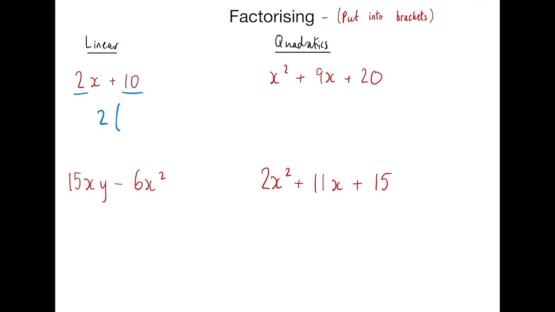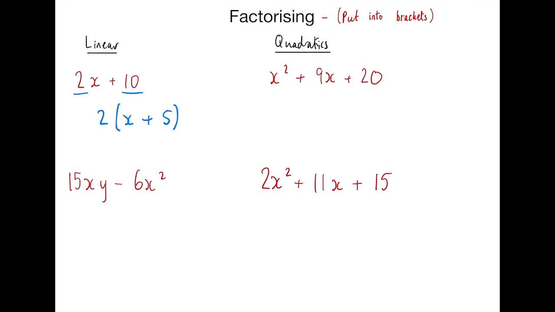So we do 2, open up the bracket, and inside it, what do we have to multiply to get to the original thing? So multiply by 2 to get 2x would be an x, and then multiply 2 by something to make 10, that something would be a 5. You can always check these by expanding them back out again using that claw method.